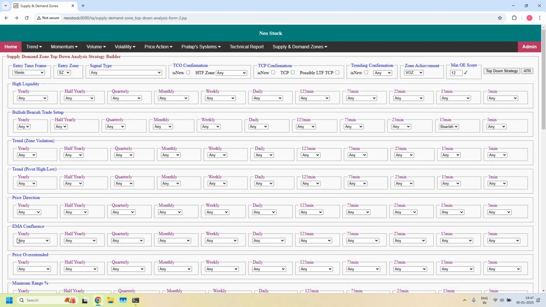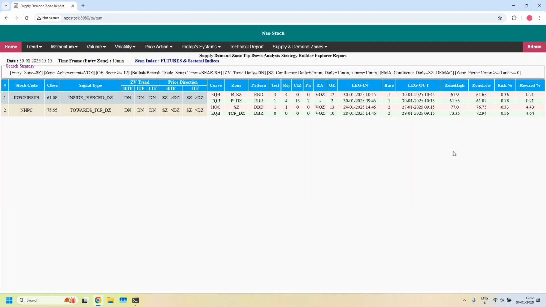Let's verify. In the EMA confluence daily time frame, I am setting the filter daily supply zone having daily EMA confluence, and the trend on daily time frame should not be sideways. It should be downtrend because it is bearish trade setup. So with these filters, we got 2 stocks. So these 2 stocks are even more high probability trade setup supported stocks. Okay, this is about a bearish trade setup for daily income trade.